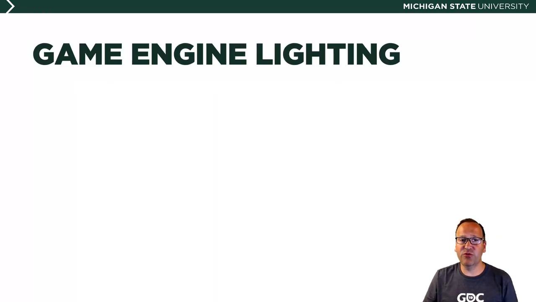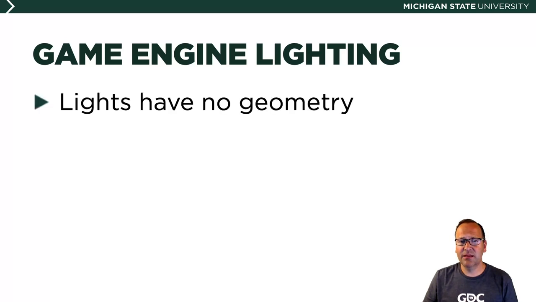There are a few things to realize with the lighting in game engines such as Unity. Lights have no geometry. We see results of light, but we do not see light itself. If you want to see a light, such as a light bulb, you need to have a 3D model of the light bulb and then put a real-time light inside of it to effectively turn it on.